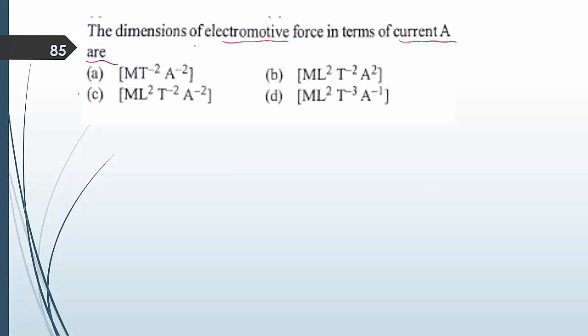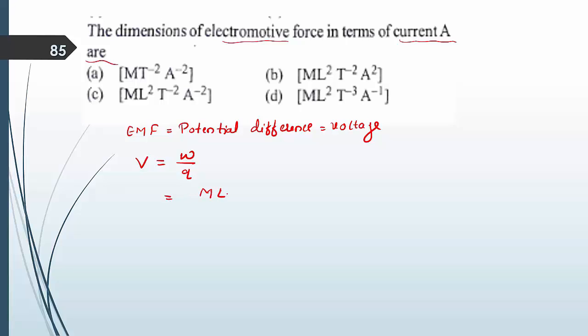Electromotive force is equal to potential difference. Both are same here. Electromotive force means potential difference, or we can call it voltage. So we have to express in terms of current. Potential difference is generally denoted by V. V equal to, we know the equation W by Q. W is work done. Work is given by the equation m L square T raised to minus 2, divided by Q.